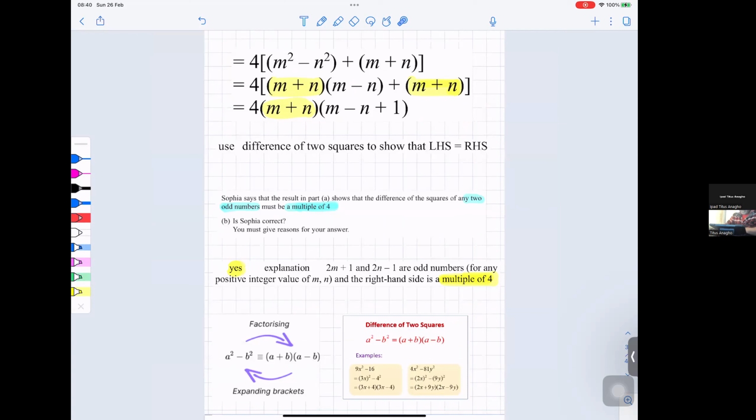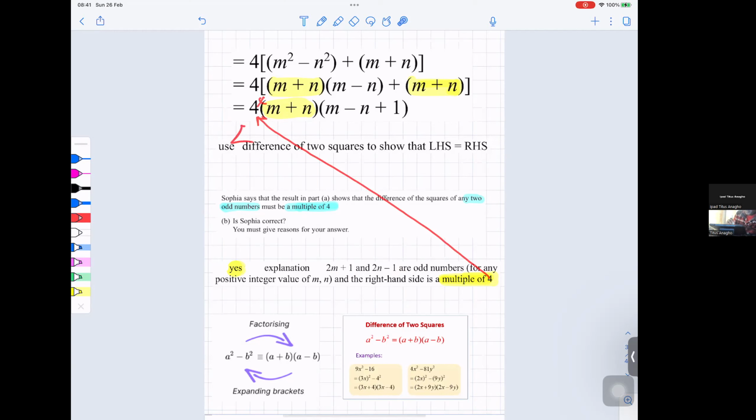Part B, Sophia says that the result in part A shows that the difference of the squares of any two odd numbers must be a multiple of 4. Is Sophia correct? You must give reasons for your answer. Yes. An explanation would be 2m plus 1, 2n for November minus 1 are odd numbers. So that's an odd number, that's an odd number. So for any positive integer of m and n, the right-hand side is a multiple of 4.